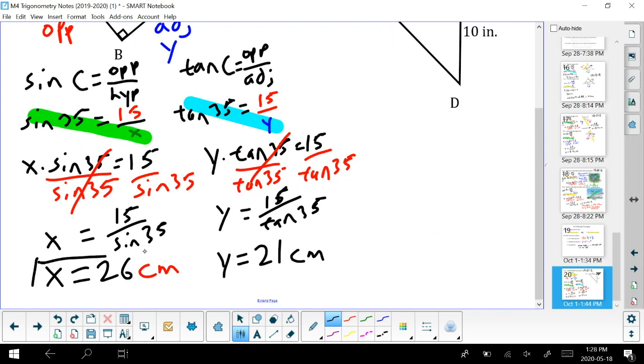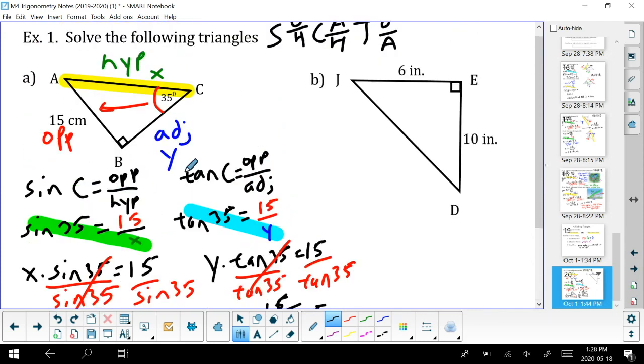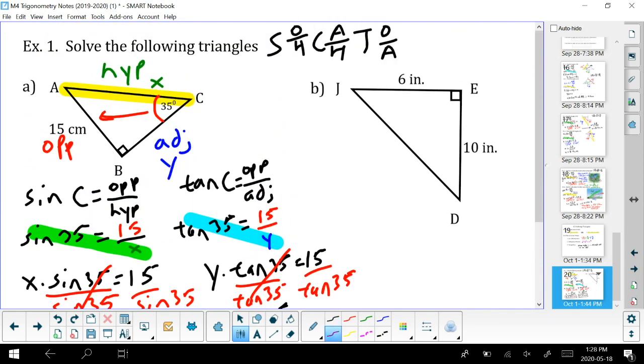So let's go ahead and put boxes around these so we can pick out where our final answers are. And the last thing that we need to figure out is this angle right here, and maybe I'll do that in a purple. So what is this angle?